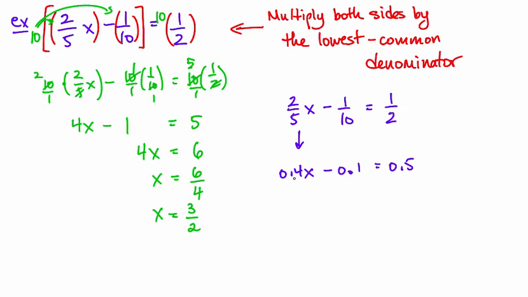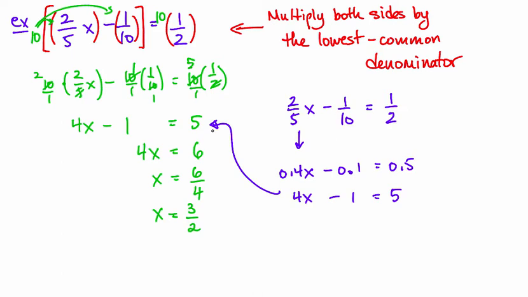I multiplied everything by 10, and multiplying decimals by 10, just move the decimal place over one spot, move the decimal place over one spot, move the decimal place over one spot, and then I can continue essentially from this step. So there's a number of different ways to attack these. Personally, I like the method where I have them as fractions and I multiply everything by the lowest common denominator.